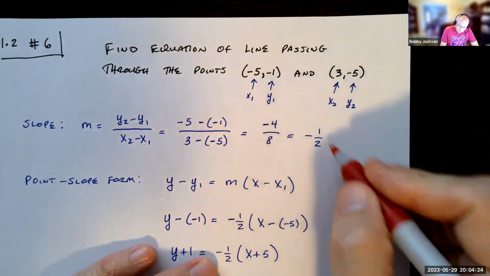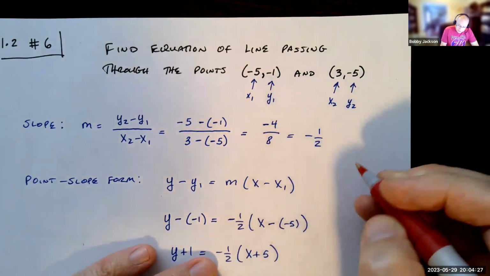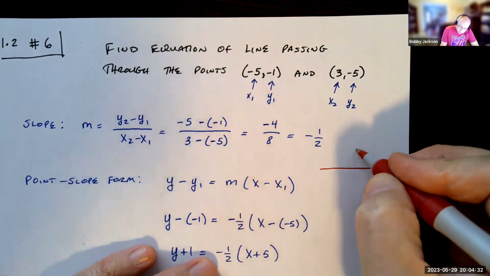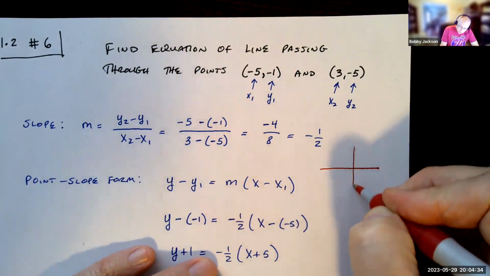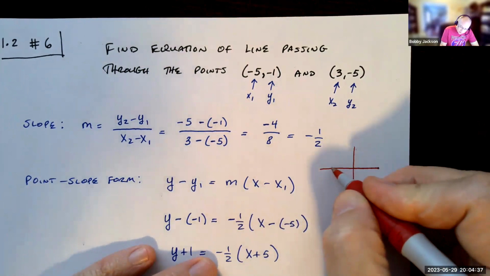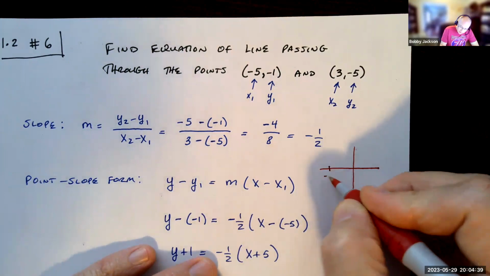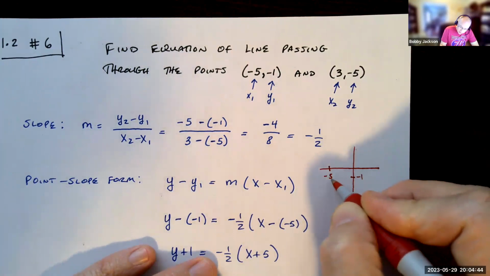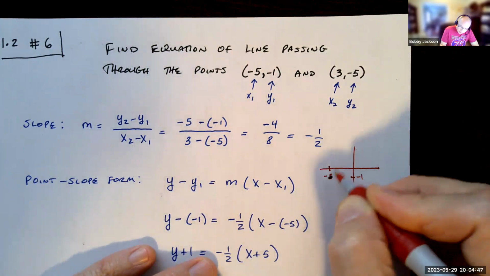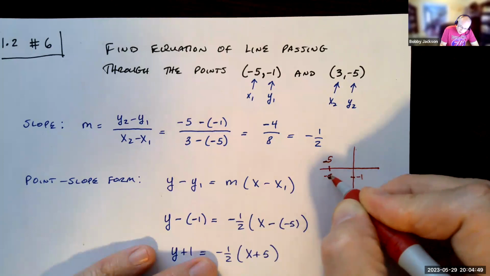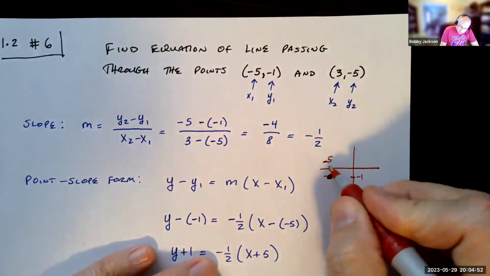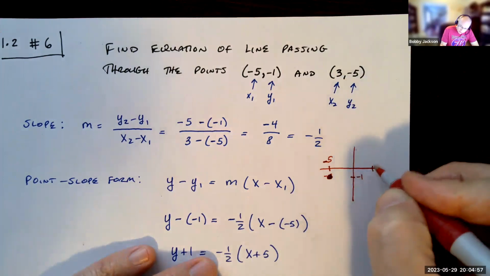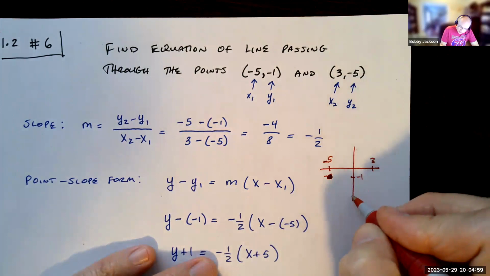It may be helpful just to think about this. If I were to plot these 2 points, does the negative slope make sense? Well, if I graph these 2 points, excuse me. So I'm going to go to -5, comma, -1. We'll put -1, say right down here. That'll be the point right there. So x is -5, y is -1. And then the other point is x is 3. So we'll say 1, 2, 3 is about here. And y is -5. So down here at -5.